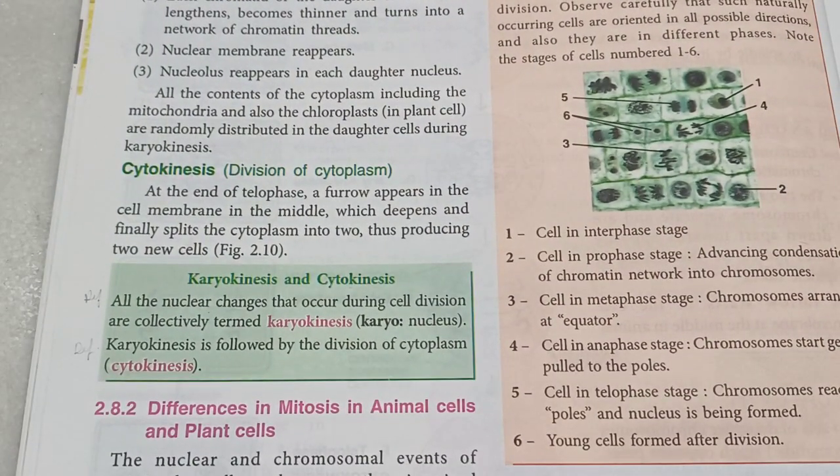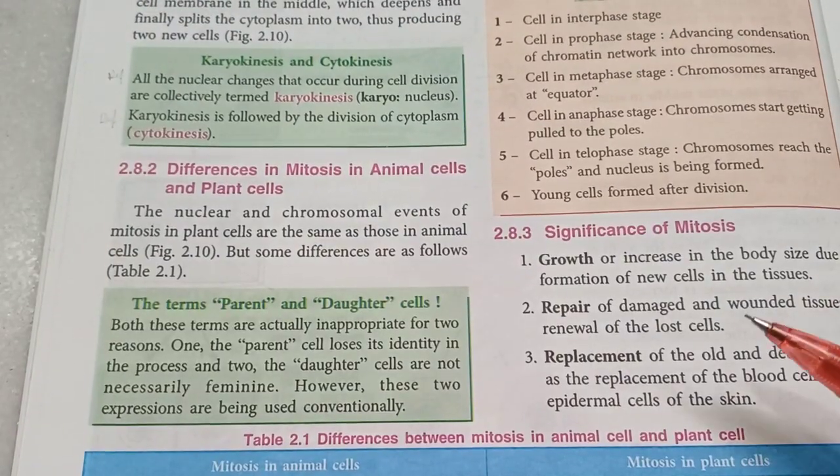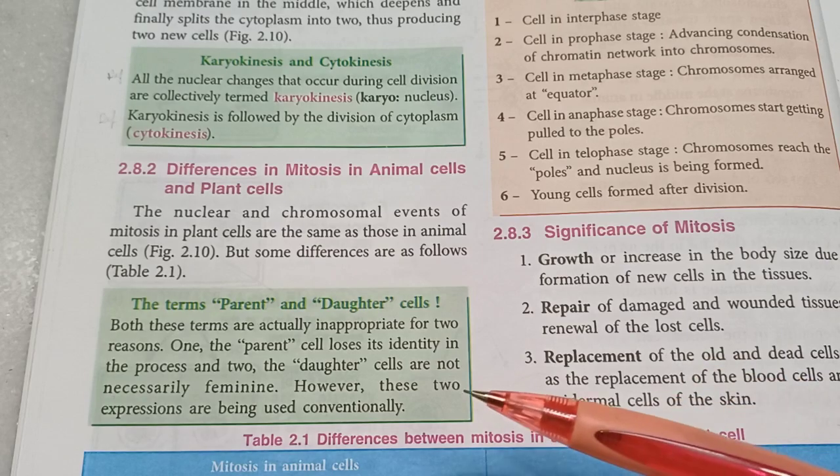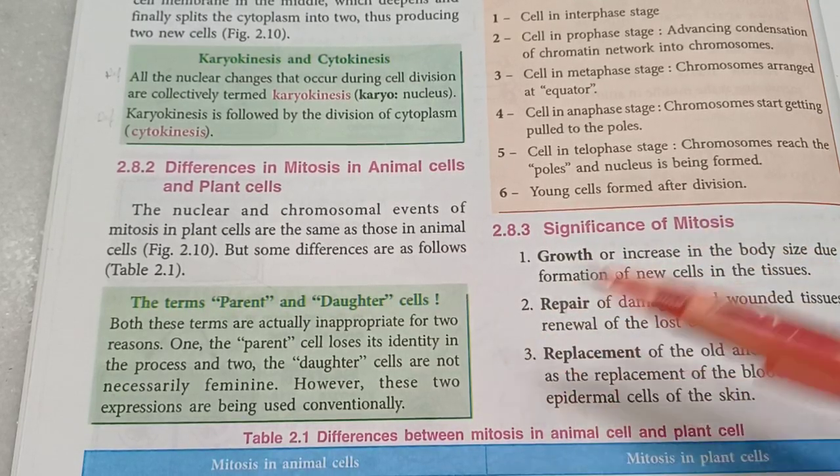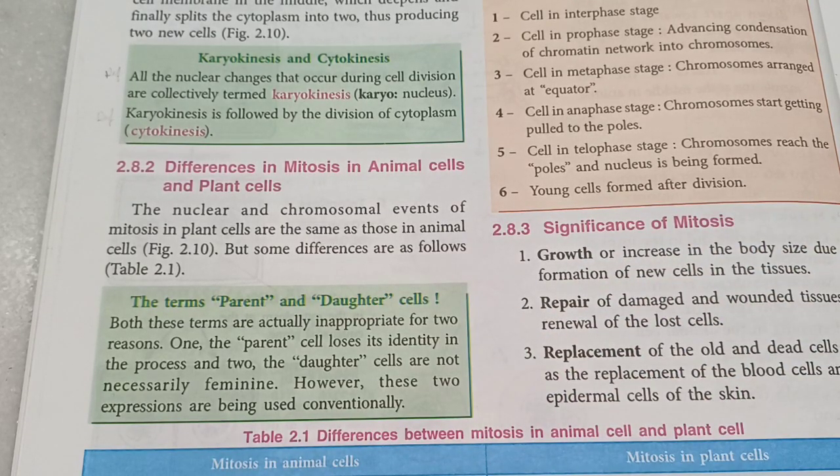Why are the daughter cells called so? Why not son cells? Well, because those cells are further able to divide and reproduce. Hence, it's just a convention.